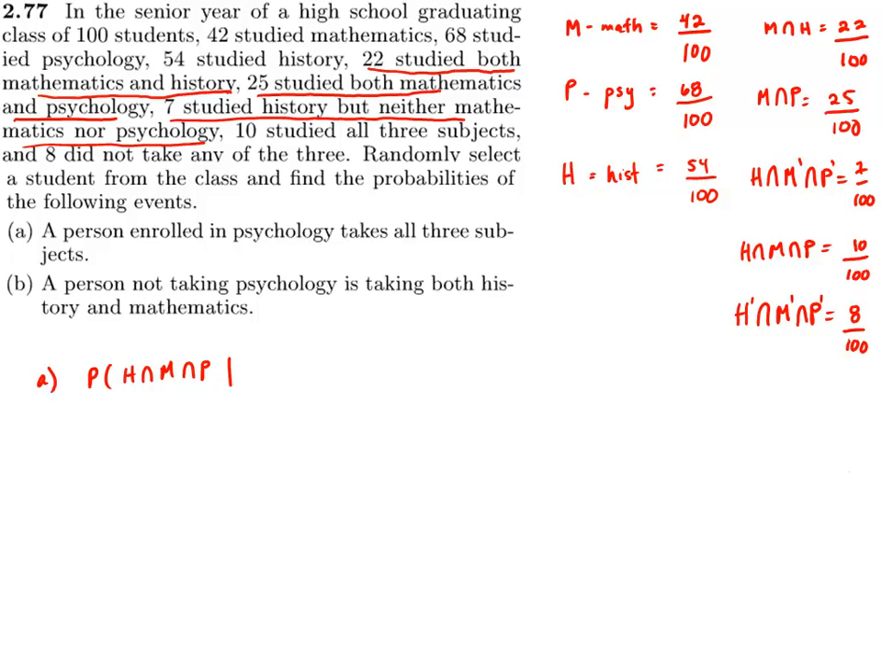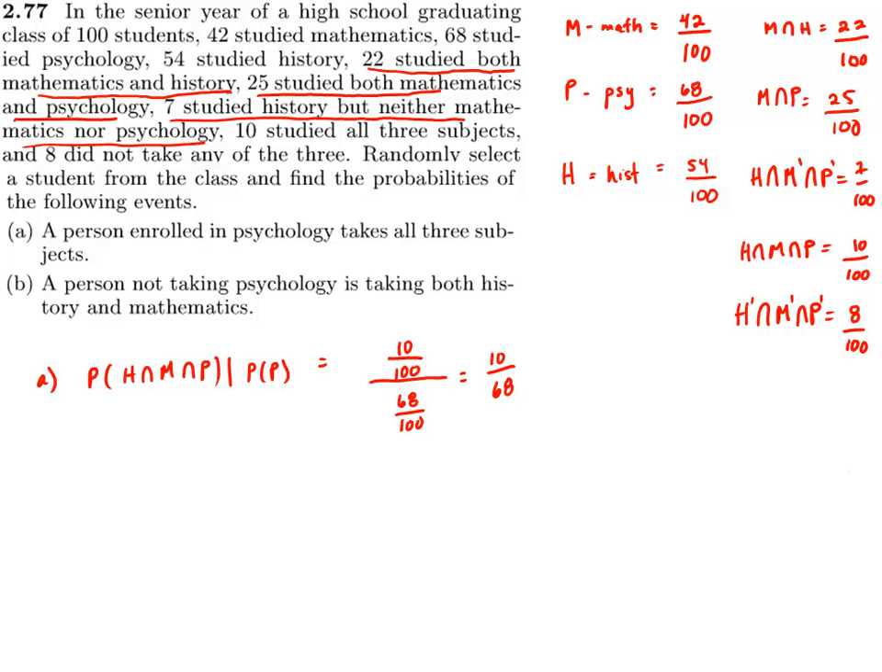given what? The probability that it is in psychology. So this is equal to 10 over 100 divided by 68 over 100, which is 10 over 68. Make sense?